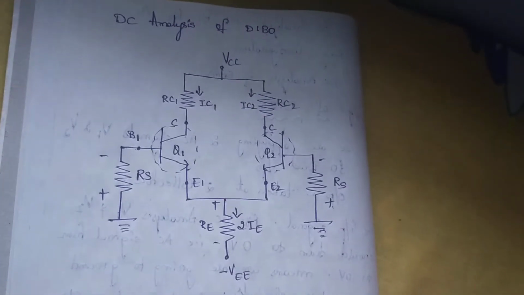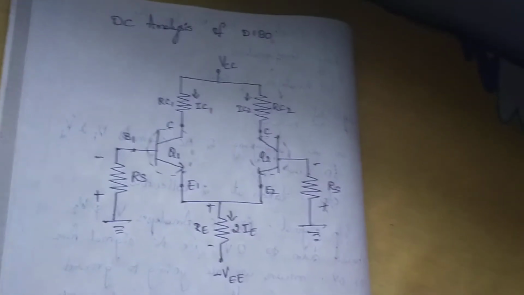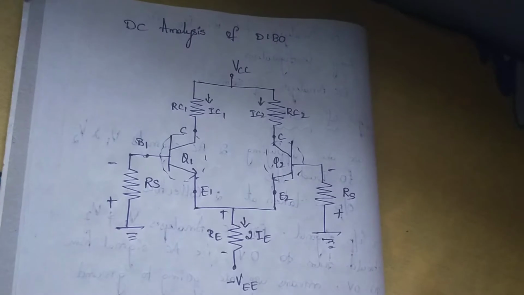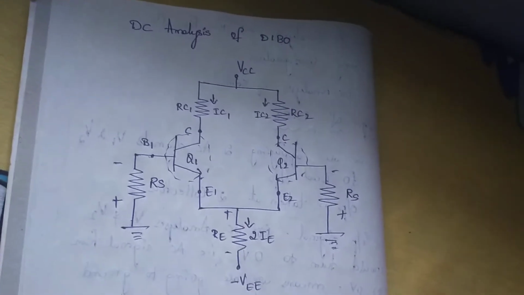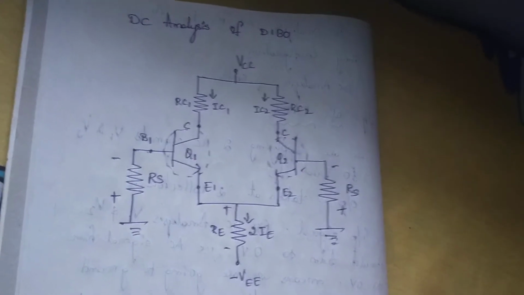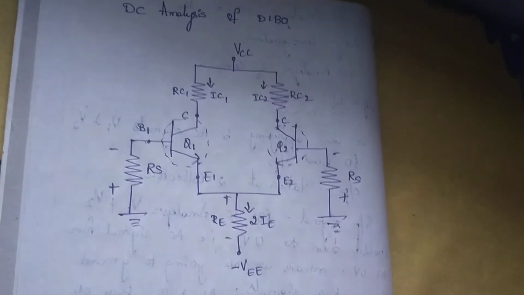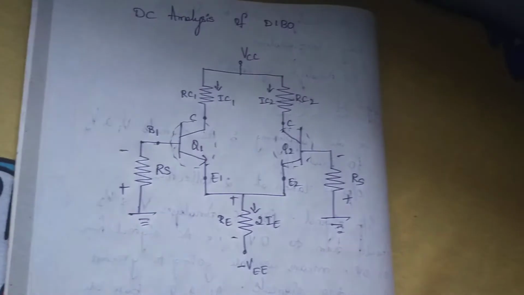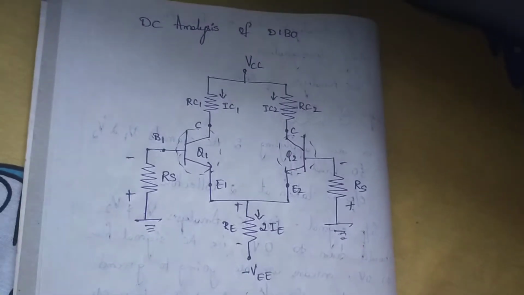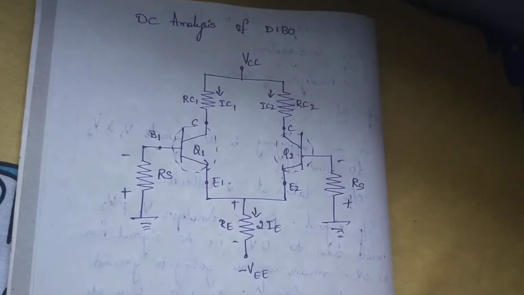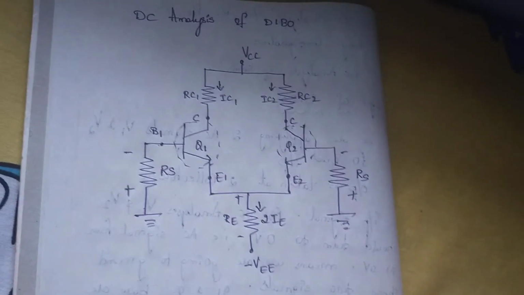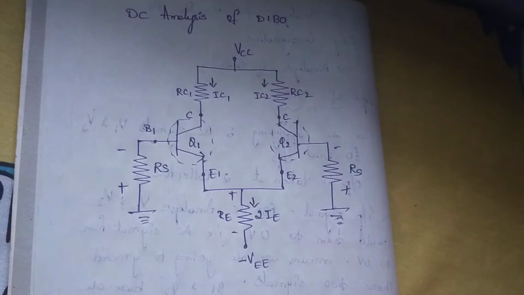We have to analyze the AC analysis as well as the DC analysis for these four configurations. The first basic configuration is dual input balanced output, that is DIBO. Now we have to derive the DC analysis and AC analysis for DIBO. The first one is DC analysis. We have to derive DC analysis first.